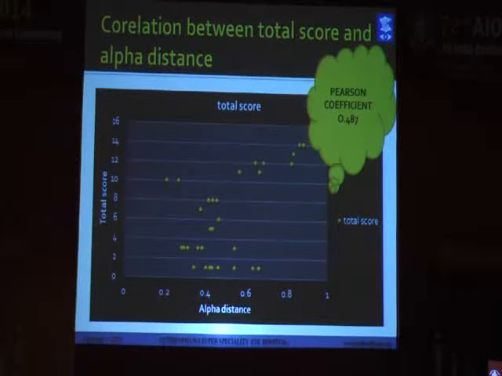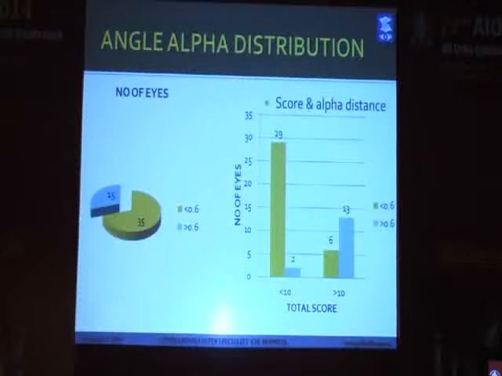This is a graph showing correlation between the alpha distance and the total score. Here you can see as the alpha distance goes on increasing, the total score also goes on increasing. The Pearson's coefficient between the two variables is 0.487, which denotes a moderately strong correlation between the two variables. Now coming to the split analysis of angle alpha, 35 eyes had an angle alpha distance of less than 0.6. 17.14% of those had a total score of more than 10. 15 eyes had an angle alpha distance of more than 0.6.